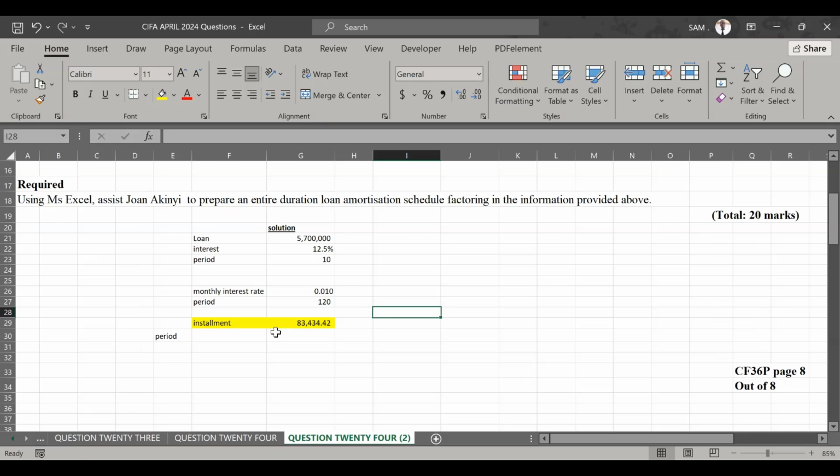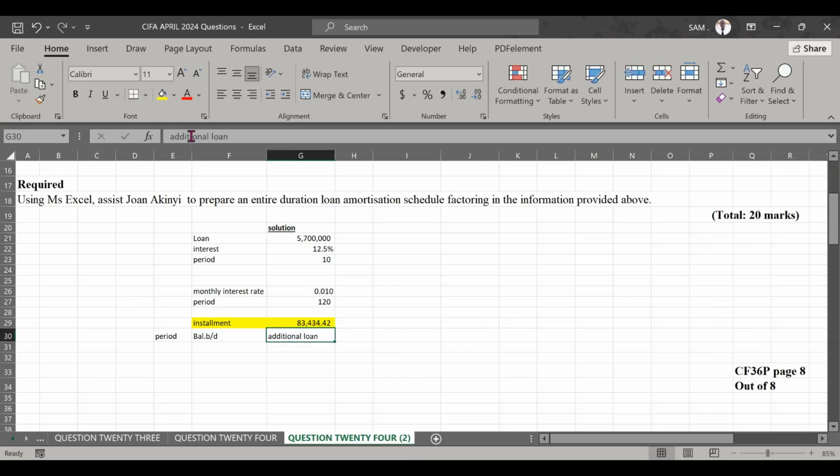Now, because of that, I want us to introduce another column. After period, we now bring on board balance brought down. What is the balance brought down of this loan? At the end of every period, at the start of every period, what balance are you bringing down? Then the next column I want us to bring on board is additional loan.